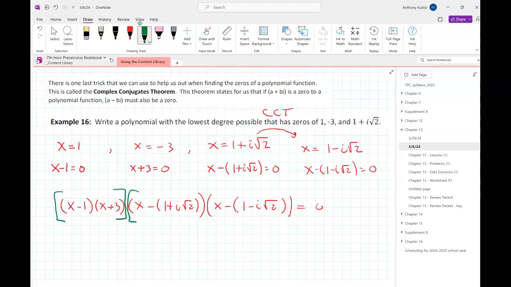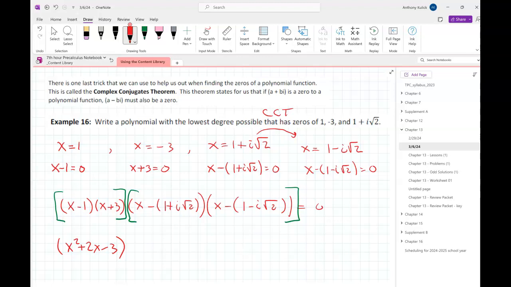My recommendation to you is to always FOIL the things that are in conjugate pairs. FOIL those things together first. And then anything else that's just like a regular old factor, you can FOIL together. So if I FOIL x minus 1 times x plus 3, I get x squared plus 2x minus 3.